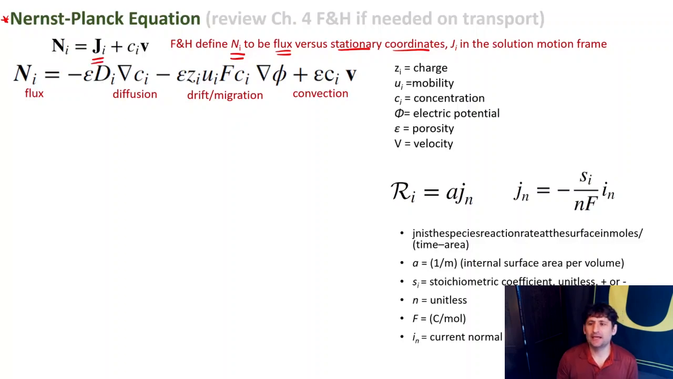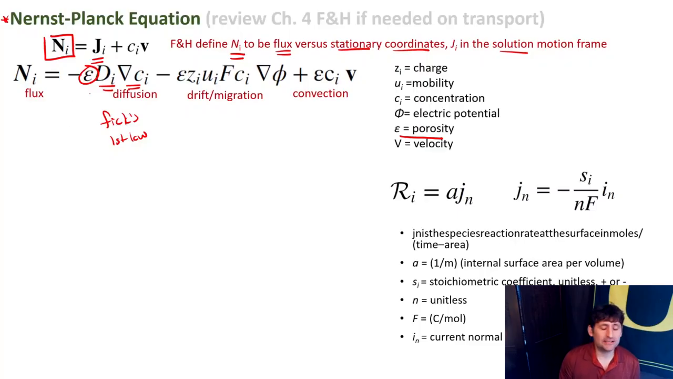Ji is going to be in the solution frame of reference. So the solution might be moving, and so the window I'm looking at, a flux through, for example, diffusion or migration, is also moving. We're going to primarily be looking at Ni. And so you can think about big Ni as equivalent to the flux we learned about earlier. Ni has 3 different terms. It has a diffusion term, diffusion coefficient times the concentration gradient. This is Fick's first law. And epsilon here we're going to have to define as the porosity of the sample. And what that's saying is that the sample is not pure electrolyte where diffusion can occur.